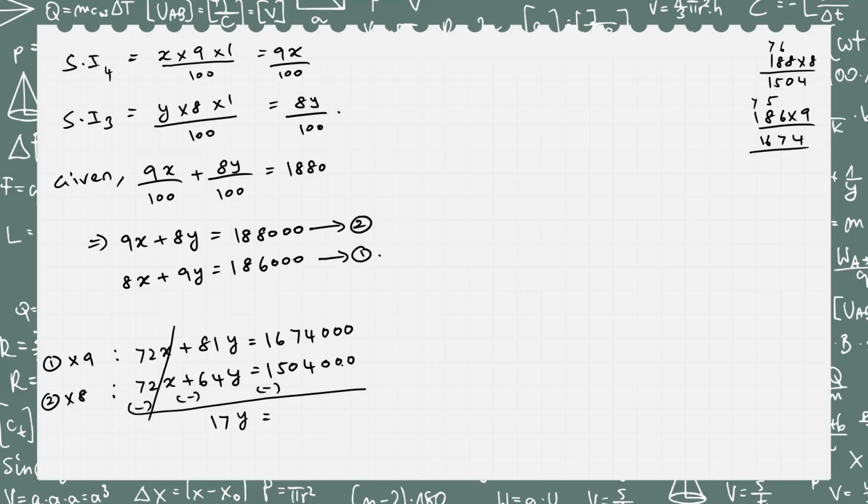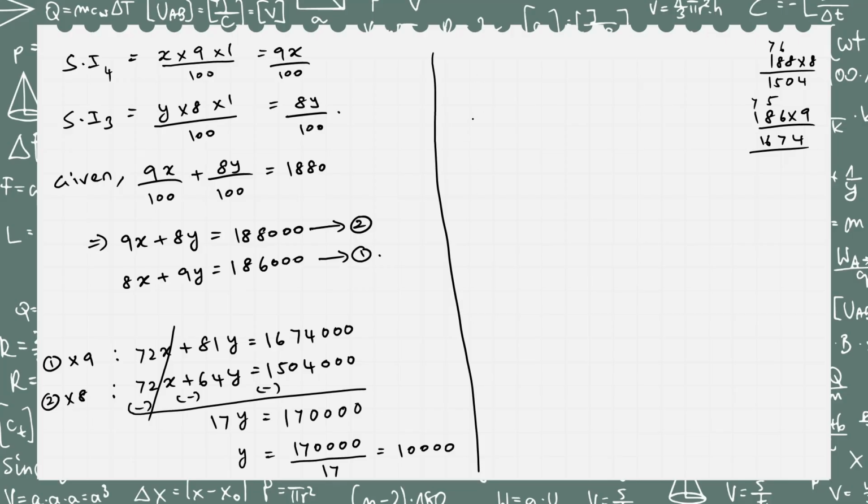17y equal to, now subtracting here, 3 zeros in the end. 4 minus 4 is 0, 7 minus 0 is 7, 6 minus 5 is 1, 1 minus 1 is 0, we need not put that. So y equal to 1,70,000 divided by 17, which is equal to 10,000, right? So y's value is 10,000.